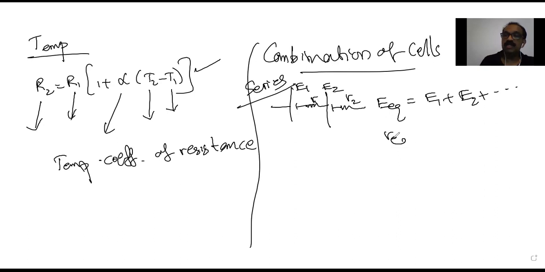And the equivalent resistance also can be calculated by using the equation R1 plus R2. That's again when resistors are connected in series, same thing. This is the case of combination of cells in series. So it shows that whenever cells are connected in series, the overall EMF is increasing. Even the overall internal resistance is increasing. One thing to be clear about this, let me explain that here.